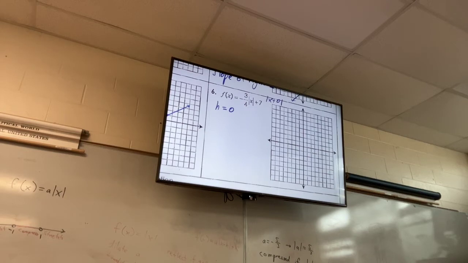Okay, Lance, what's my k? 7. What's my a, Berhanu? Negative 3/4. So the slope of the left side, Ian Clark, what's the slope of my left side? It's going to be the opposite of whatever a is. So what's a? Positive 3/4. Yeah, so the slope of the left is going to be positive 3/4.